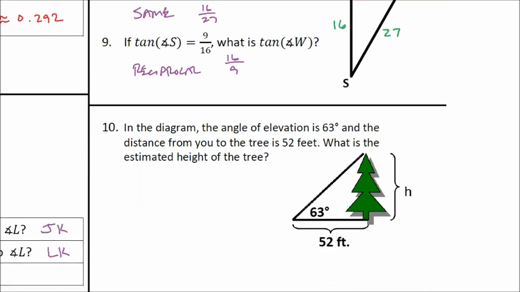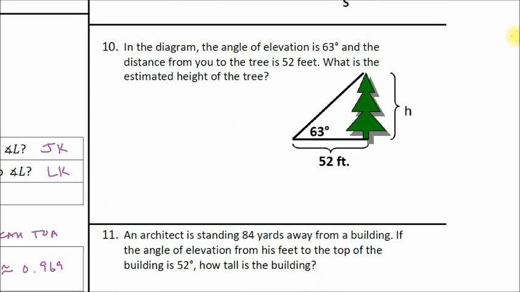All right, let's wrap this up. Question number 10 and 11. Number 10, in the diagram, the angle of elevation is 63 degrees. It's already labeled. The distance from you to the tree is 52 feet. What is the estimated height of the tree?